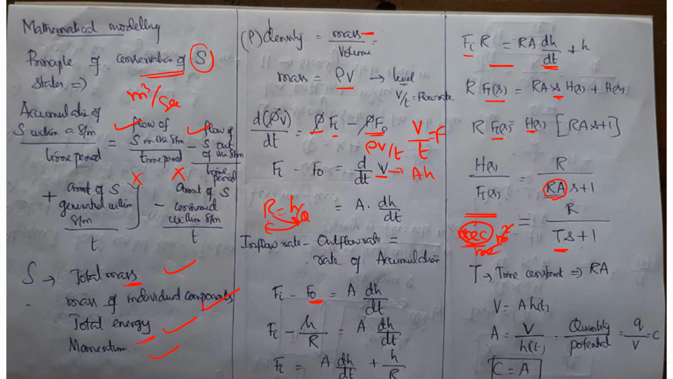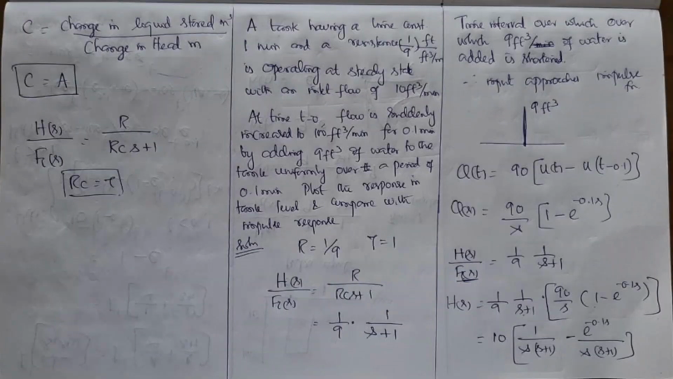And here this area is considered as capacitance. So what is capacitance? Capacitance is equivalent to the change in liquid stored with respect to the change in head. So in a liquid level system, the area is considered as the capacitance of the system. Now with these ideas of resistance and capacitance and the mathematical modeling of a single tank, let us do one simple problem.